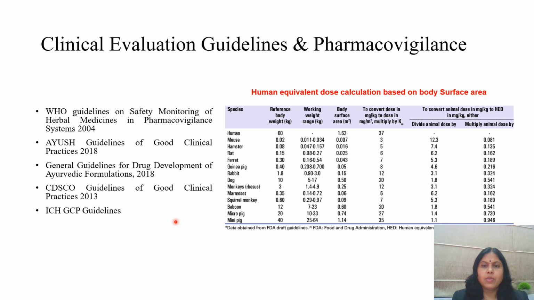For either preclinical or clinical studies, we need to do extrapolation of the dose based on certain criteria. Here is a table showing the human equivalent dose calculation based on body surface area. According to the species, reference body weight, working weight range, and body surface area, there is a conversion of the animal dose in milligram per kg to the human equivalent dose in milligram per kg. In this way we can get the starting dose, minimum dose, or higher dose for clinical studies based on the preclinical data.